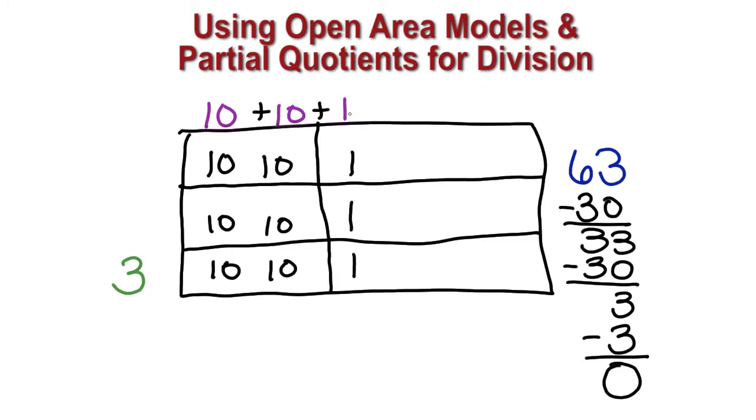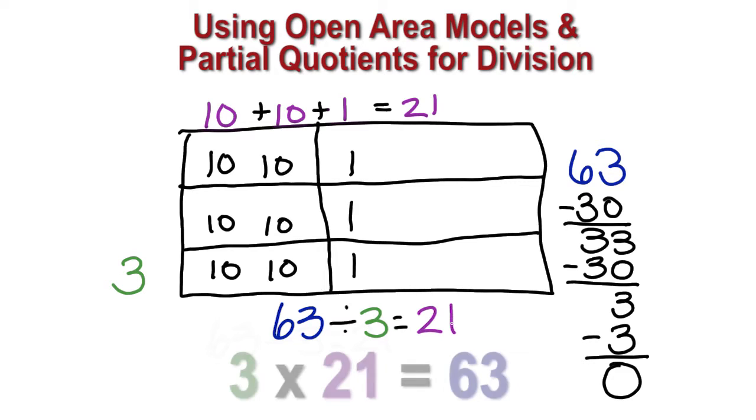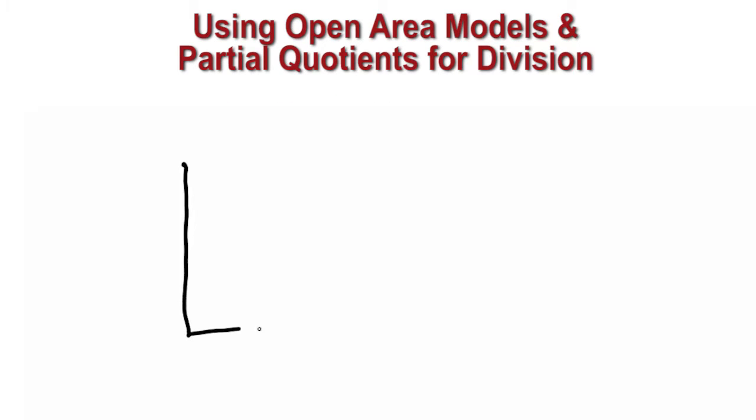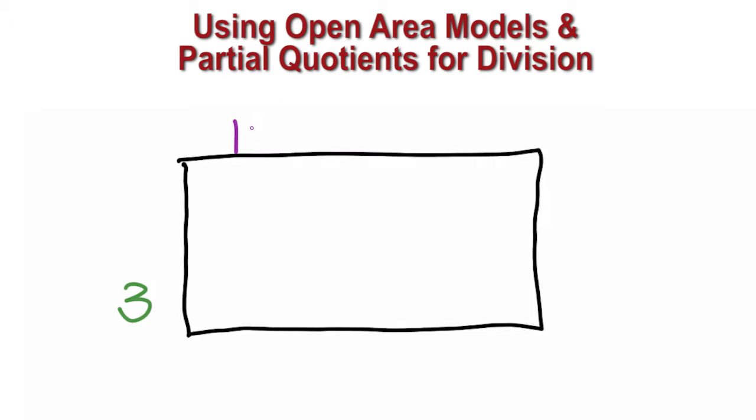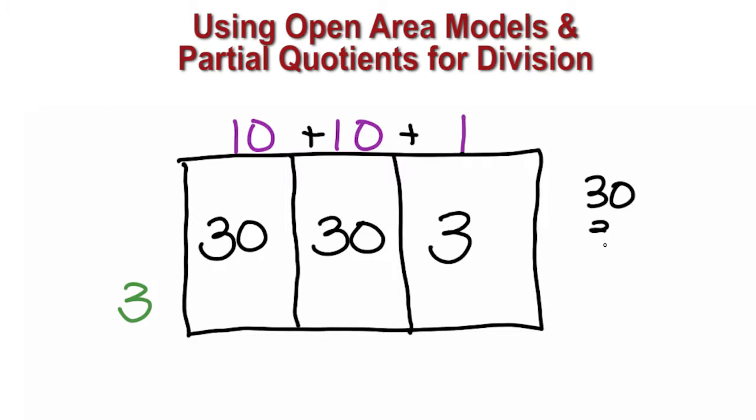10 plus 10 plus 1 equals 21 for each of the 3 groups. And now we know 63 divided by 3 equals 21. When we add all the partial quotients together, we can see that 21 is the other factor. 3 times 21 gives a product of 63. We have checked our division on the open area model with multiplication. 3 times 10 equals 30, and another 30, and 3 times 1 equals 3. 30 plus 30 plus 3 equals 63.